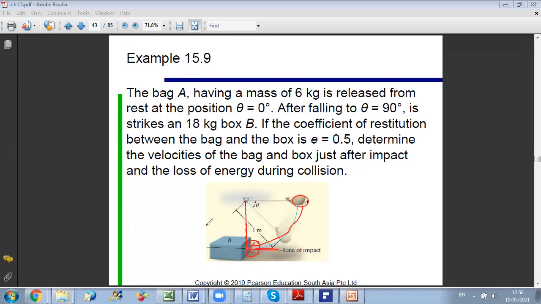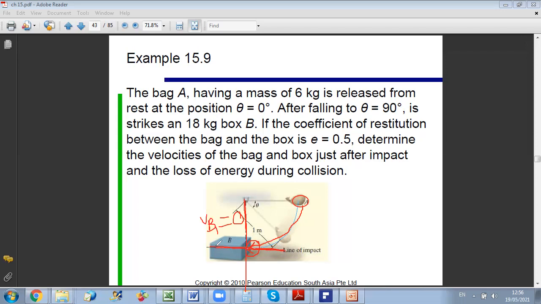Okay? And initially V box at state 1 is equal to 0. So this is surely a central impact. Okay? So you have that the line of impact is perpendicular to contact. This is the contact line between the ball and the box. The line of impact is perpendicular to the contact line.